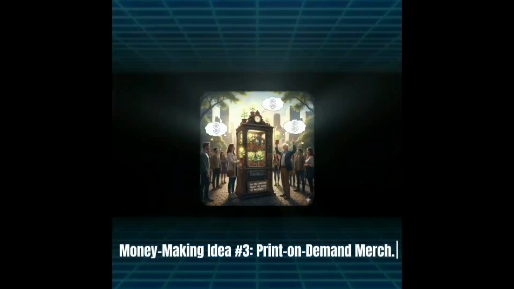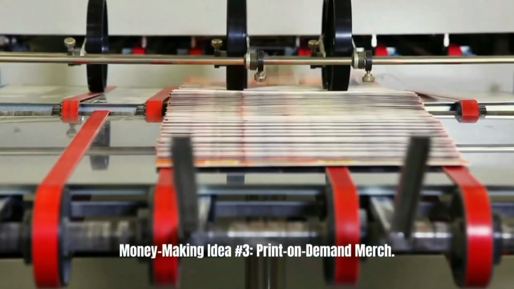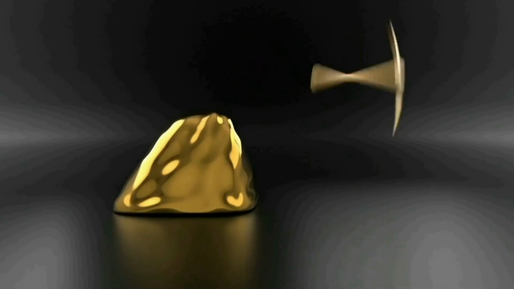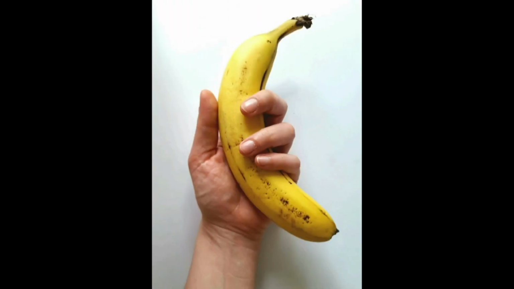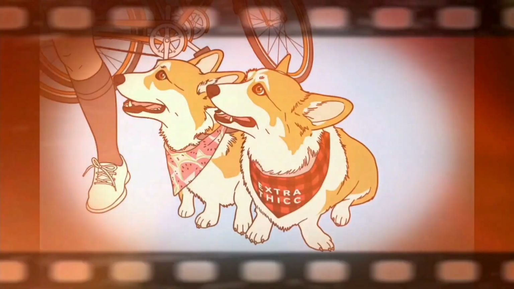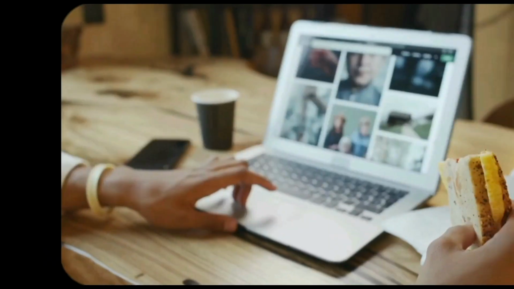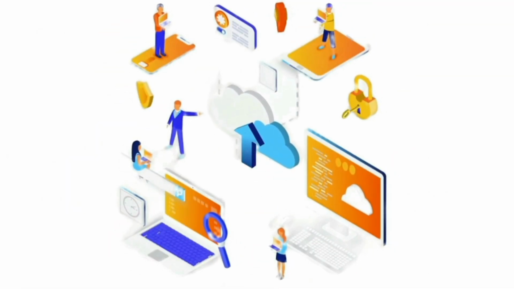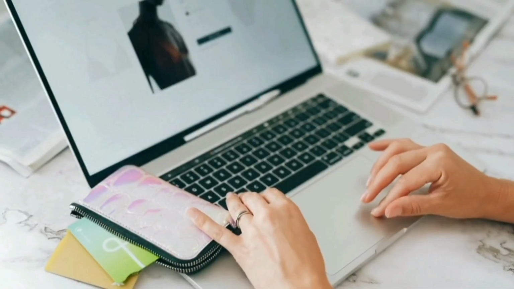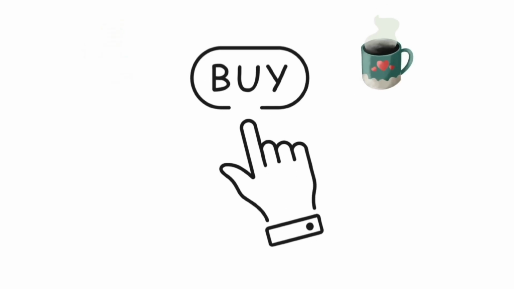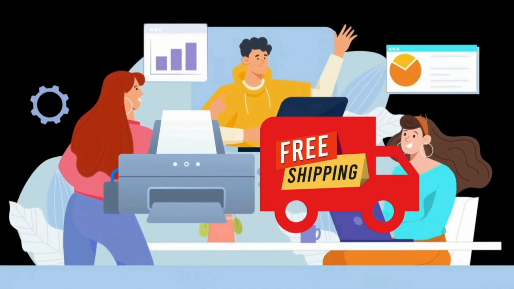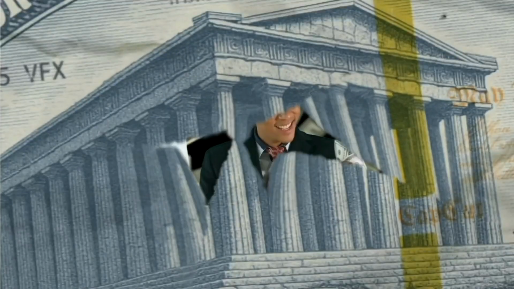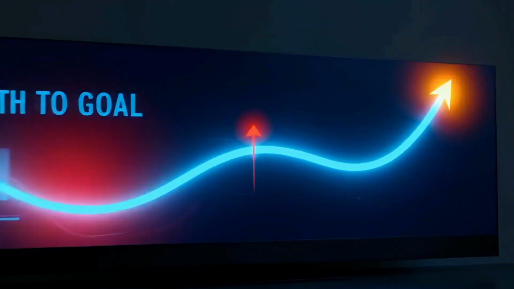Money-making idea number 3. Print on-demand merch. This is a goldmine. Use Nano Banana to create unique designs from your own photos. For example, turn a photo of your dog into a cartoon-style sticker design. Upload that design to a print-on-demand site like Redbubble or Teespring. When someone buys a sticker, a t-shirt, or a mug with your design, the company handles the printing and shipping, and you earn a profit. The possibilities are truly endless.